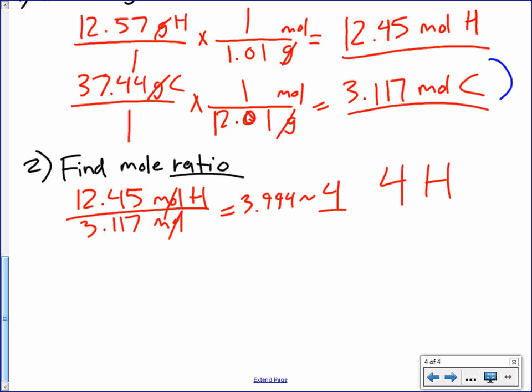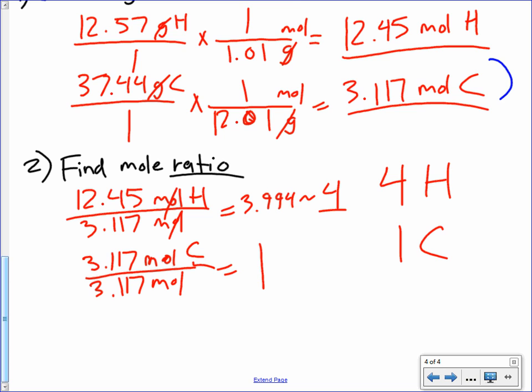as the ratio number. So we're going to do the same thing for carbon. 3.117 moles of carbon. We just did hydrogen. Now, if you notice, as you write this, clearly this is going to be 1 because you're dividing the number by itself. Okay? And that's why we divide by the smallest number, so that one of our ratios is always going to be 1.